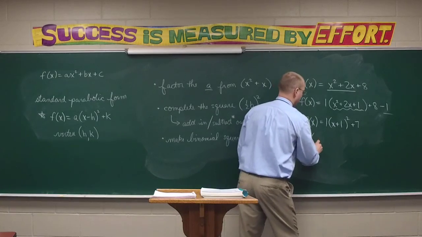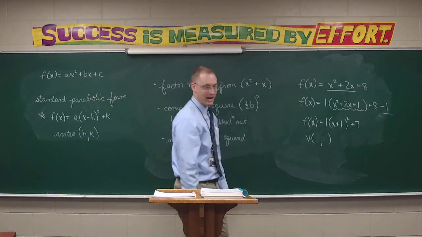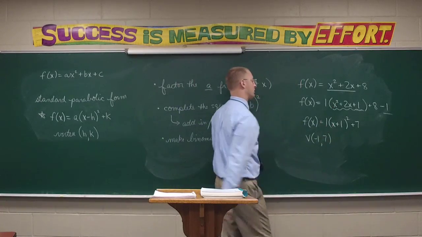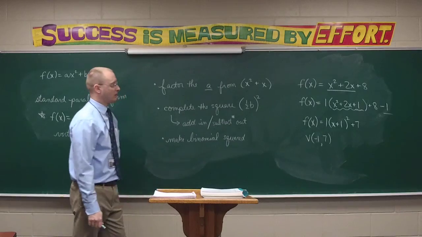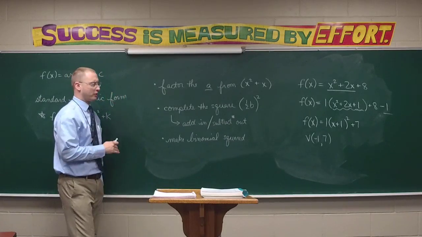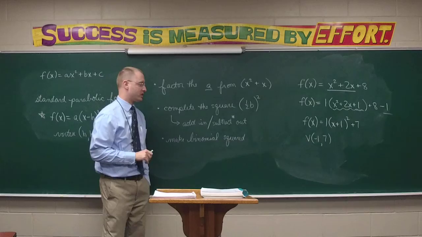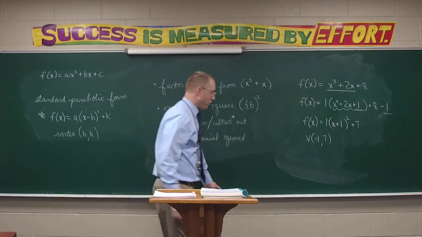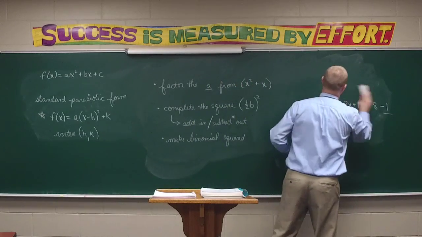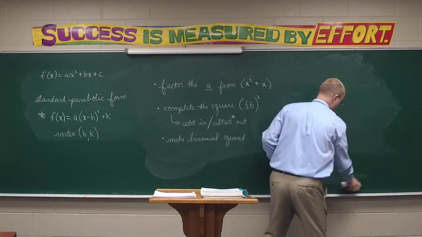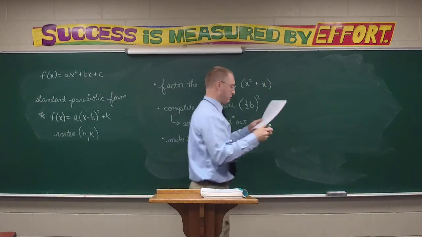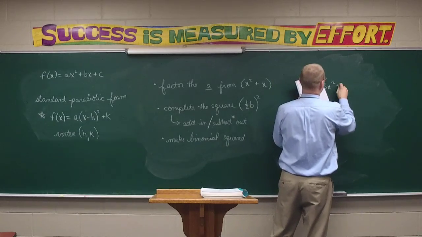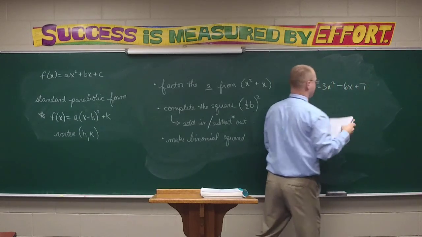So where is the vertex of this quadratic? -1, 7. There we go. Again, there are other things that we'll talk about later as far as graphing this thing, but for now, that's as far as we're going to go. Let me show one more, and then I'll take some questions. Write this one down if you would, please. F of x equals 3x squared, -6x, +7.